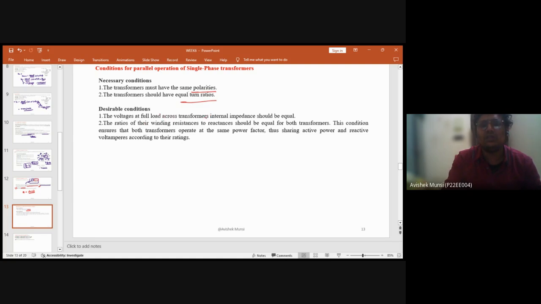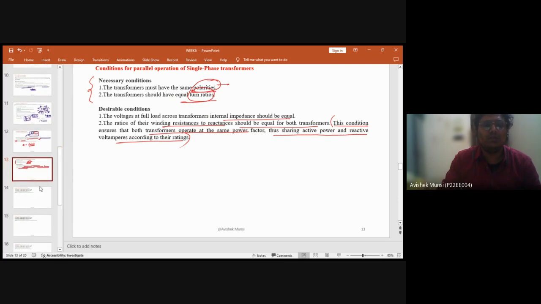The voltages at full load of the transformers, the internal impedance should be equal. The ratio of their winding resistance to reactance should be equal for both transformers. This condition ensures that both transformers operate at the same power factor, thus sharing active power and reactive power according to their rating. The major point is that without the same polarity, they will not be able to operate in parallel, and they must have an equal turns ratio. These are the conditions; only if they are satisfied can the transformers be in parallel.